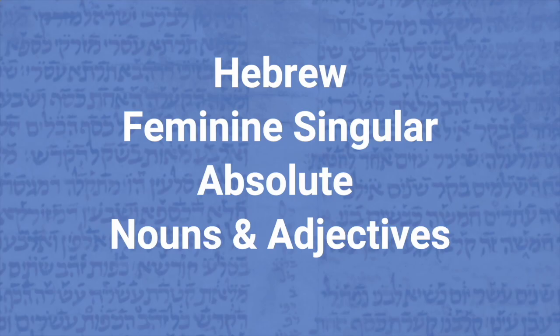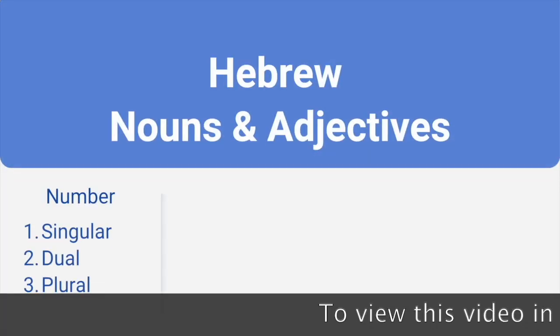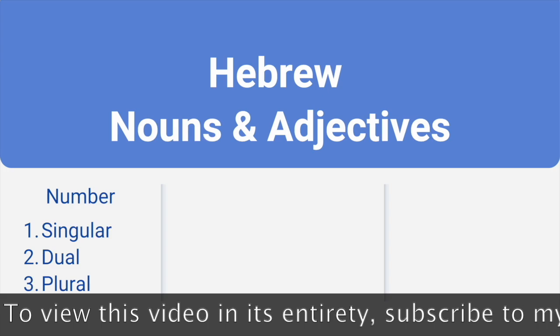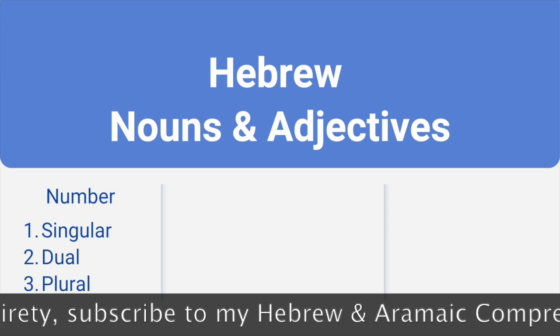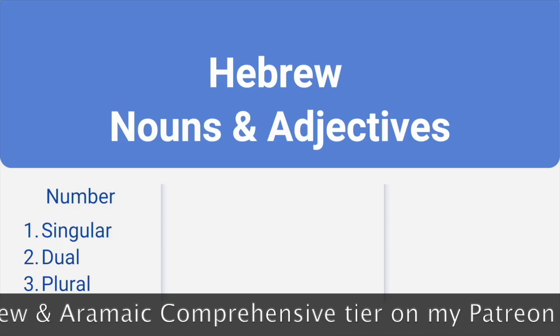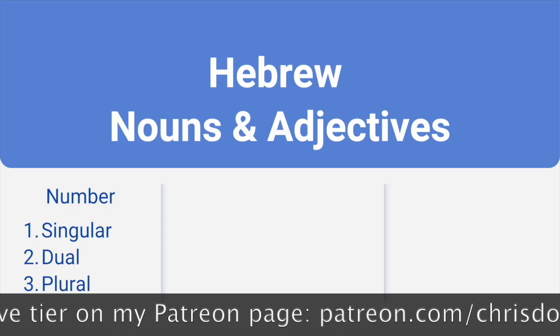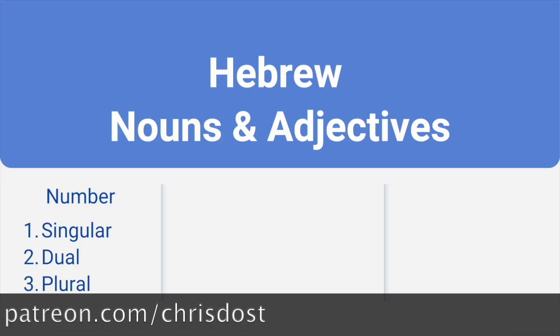Okay, so here we go with Hebrew feminine singular absolute nouns and adjectives. Before we start looking at the Hebrew forms themselves, though, let's just quickly review the categories that we need to address in our analysis of Hebrew nouns and adjectives. So first, we have the category of number. And when we're analyzing for number, we're asking whether a noun or an adjective is singular, dual, or plural.